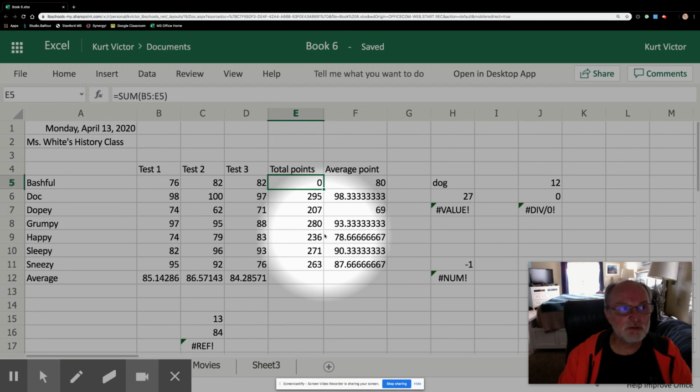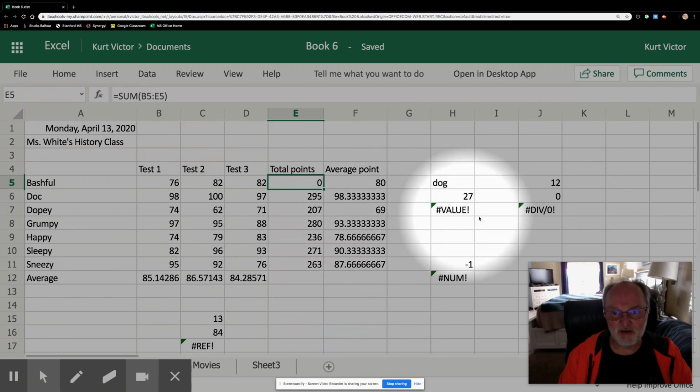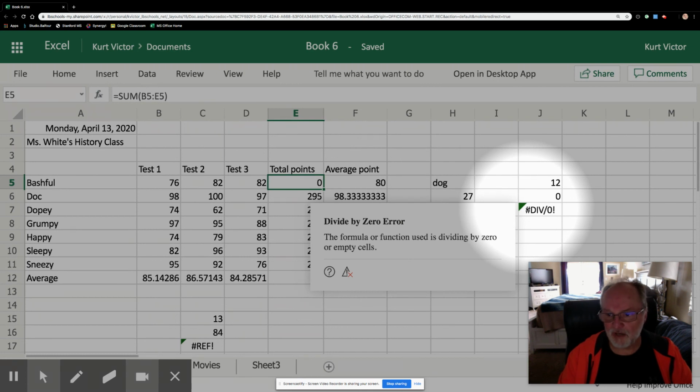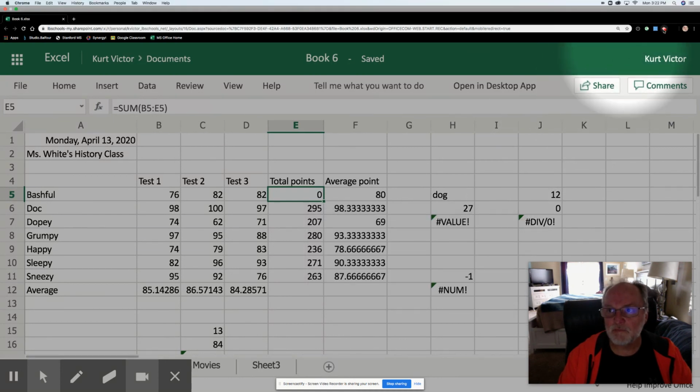So these are problems that you may encounter when you are doing formulas that have some kind of mistakes. When you see these error messages, don't freak out. Instead, take a look at your formula, see if you can figure out what you did wrong and how you can fix that.